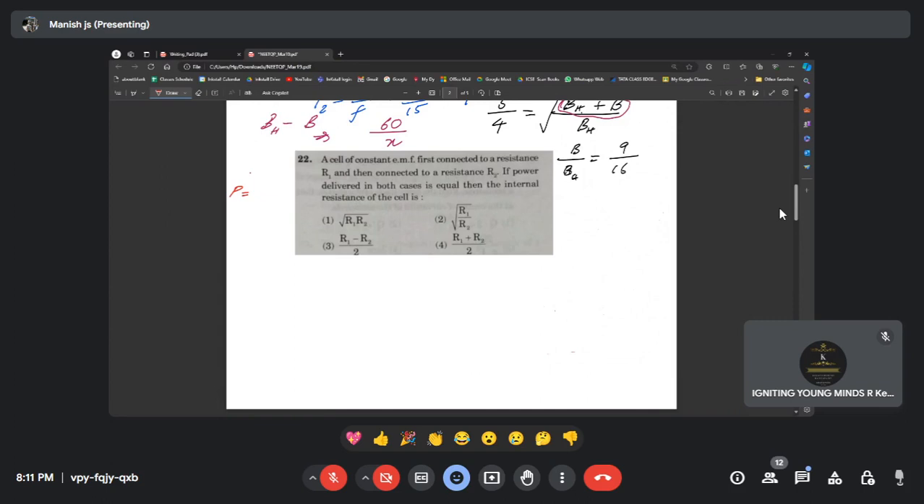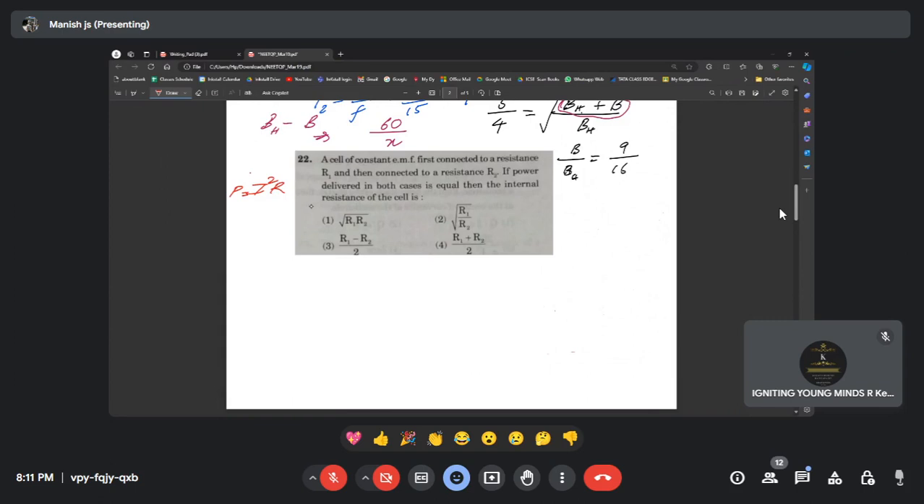It's I squared R. That's it. Okay, I square R is right. So we will choose the formula I square into R. That's the formula for power delivered or power dissipated. I squared R is the formula. Good. So we make use of this particular relationship.